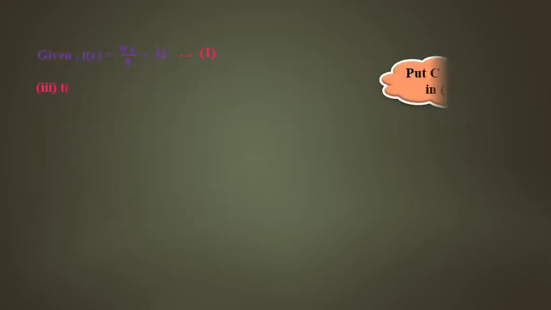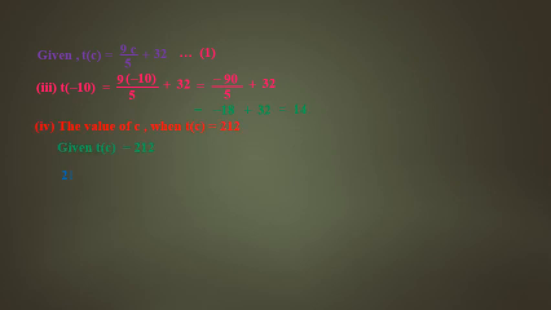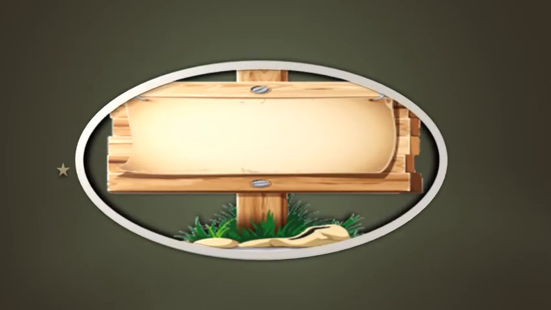Yes, next one we go with the third problem, T of minus 10, which is expand, and simply you do the mathematical calculation here. After that you get minus 18 plus 32 equal to 14. Correct? Then T of C is 212. This value is very important. This value is given to us, and I will take 32 to the left side. So we get, yes, you can say here it is, and take 5 to the right side. You get 9C equal to 900. Then C equal to 900 by 9. You get 100.